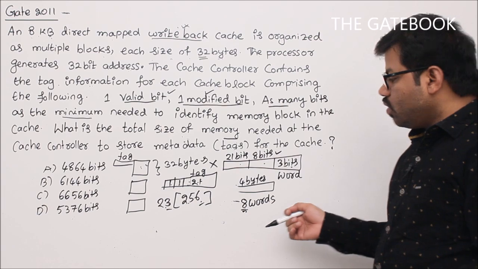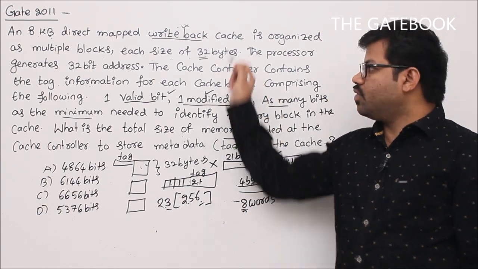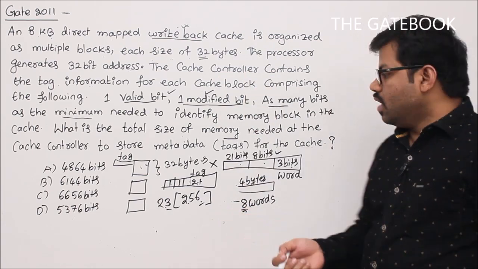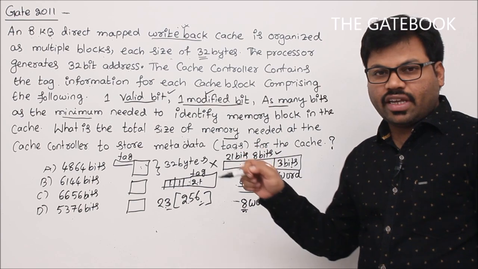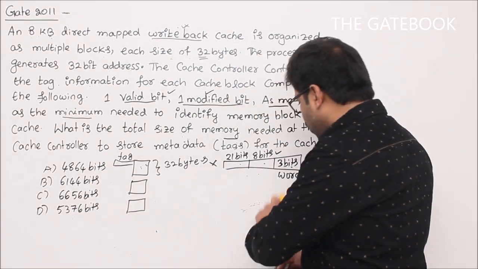Why? Because we know that there are two possibilities. Maybe the examiner is thinking that it is a word addressable system. Second, the examiner might be thinking byte addressable. Since the word addressable model is not working, we go for the byte addressable system. So let us go for the byte addressable system.